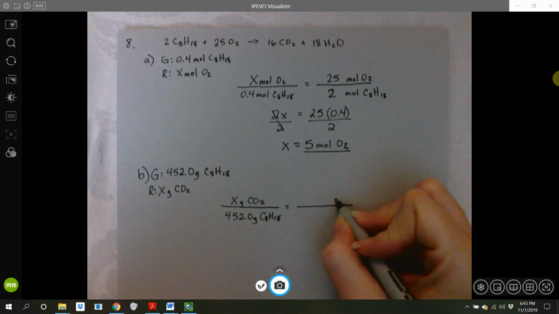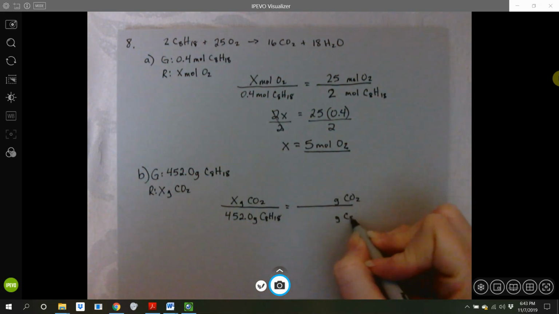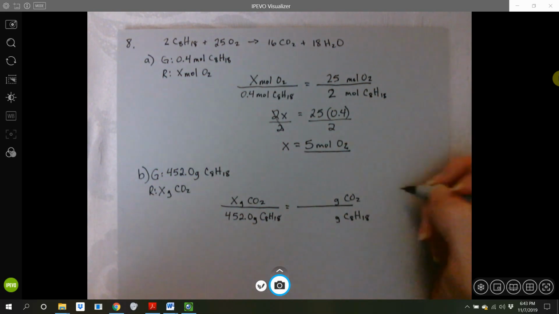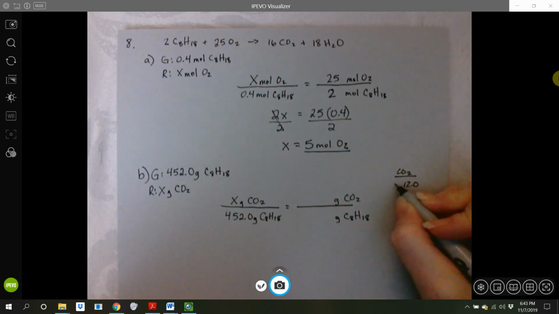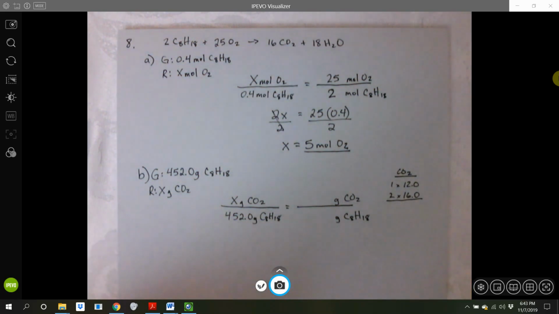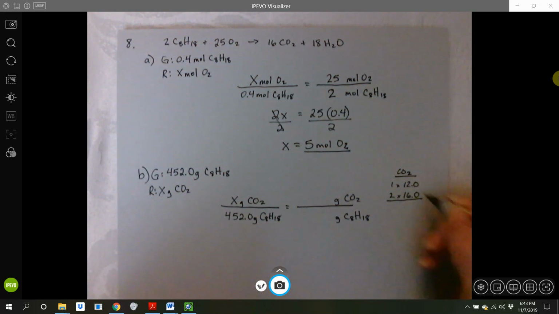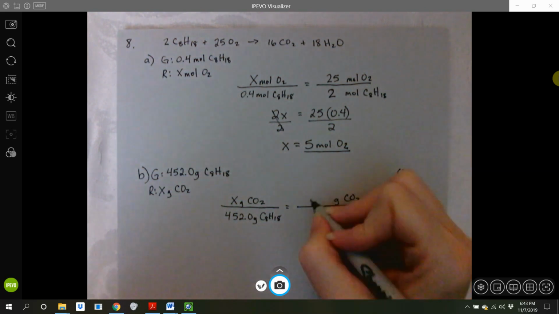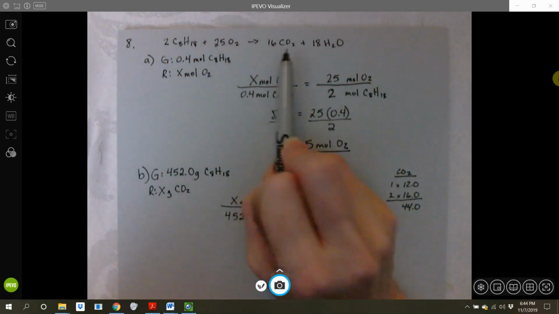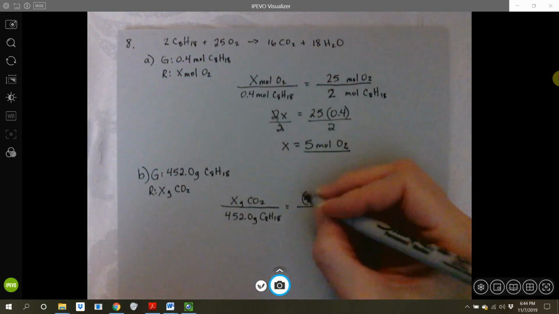And we'll pull those units over, so g CO2, g C8H18. And how are we going to get these grams? Well, we are going to have to find the molar mass of each of these things. So let's start with CO2. Carbon, when we pull it from the periodic table, is 12.0, and there's one of them. Oxygen is 16.0, and there's 2 of them. So when we add that up, we get, well, 2 16s is 32, plus 10 is 42, plus 2 is 44, 44.0. So 44.0 grams of CO2 times the number of moles of CO2 that we need, which is 16. So put that 16 in there.